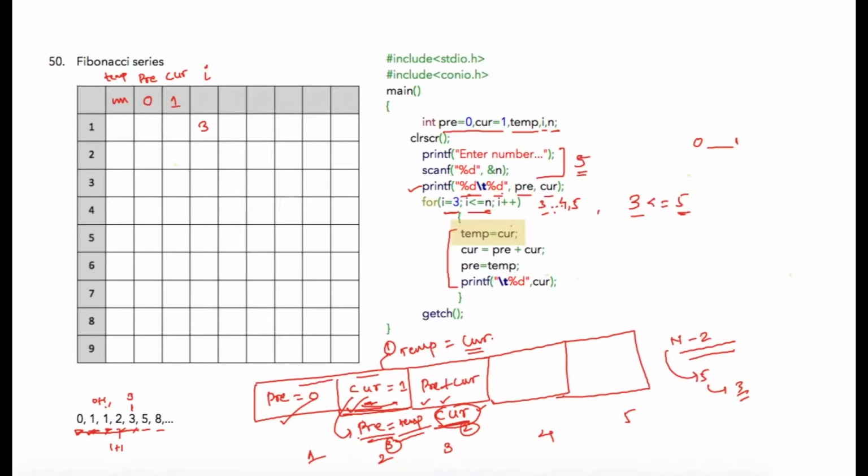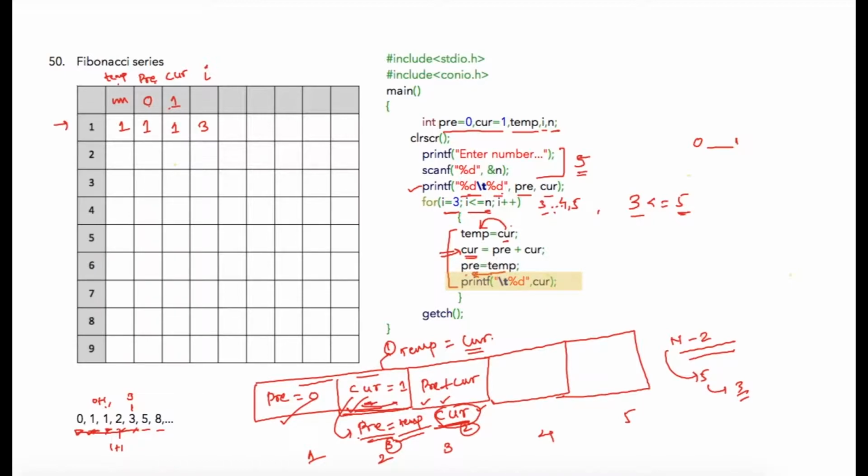So in the first statement we are storing value of current into temp. So value of current is 1, so we are storing this value into temporary variable. Then in the next statement we are adding value of previous and current and storing it into current again. So current value of previous and current is 0 and 1, so the addition is 1 and it will be stored into current. And in the next statement we are storing value of temp into previous. So temp is equal to 1, so previous will be 1, because we are assigning value of temporary to previous.